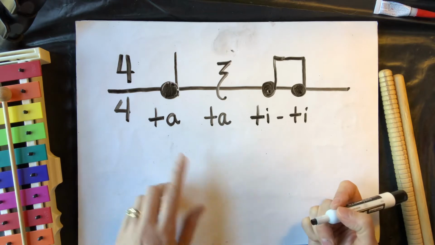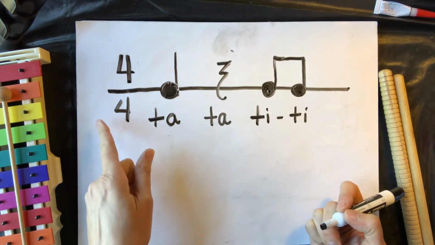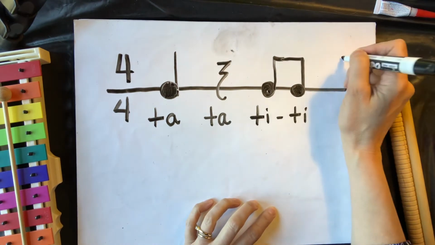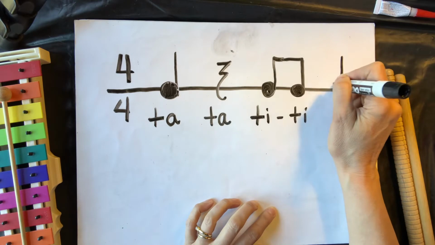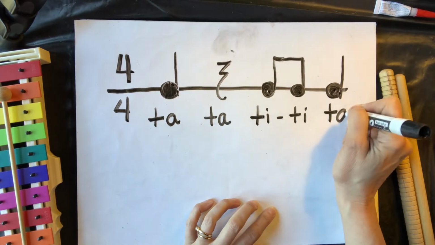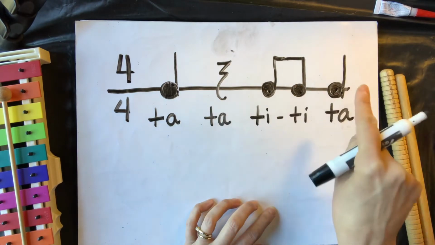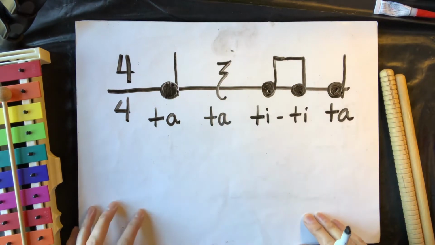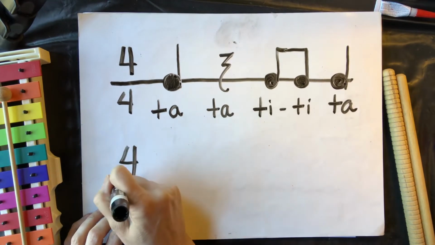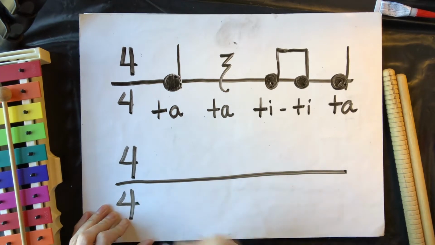All right, so I've got how many beats? 1, 2, 3 beats. I'm in 4/4 time. So let's just add another quarter note to finish off this top 4/4. So this would be ta, rest, ti-ti, ta. Okay? So let's draw another one of these, another 4/4, and review a couple more notes.